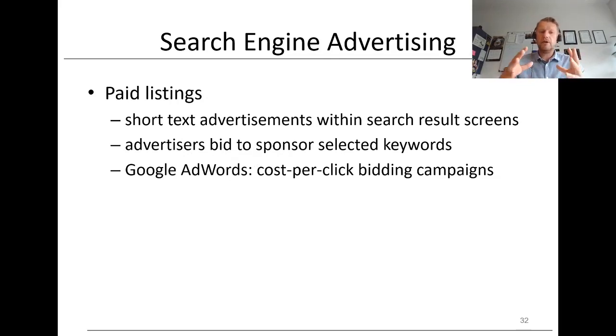Search engine advertising can also comprise search engine marketing, where you have paid listings, where you have short text advertisements that appear within search results screens. This is search engine marketing because here the advertiser will pay the search engine to rank high, to rank at the top in the advertisement space of the search result screens. And that will be done by using auctioning, as we will see later on. So advertisers will bid to sponsor selected keywords. And one particular type of product that Google is offering to automate this is Google Adwords, which relies on cost per click bidding campaigns. Let's have a closer look.